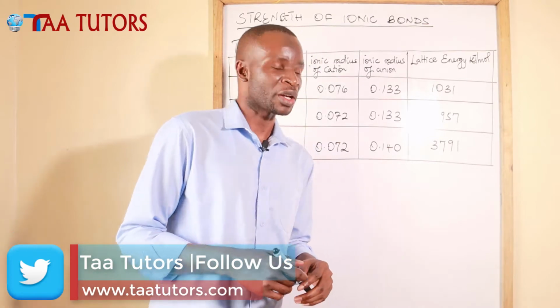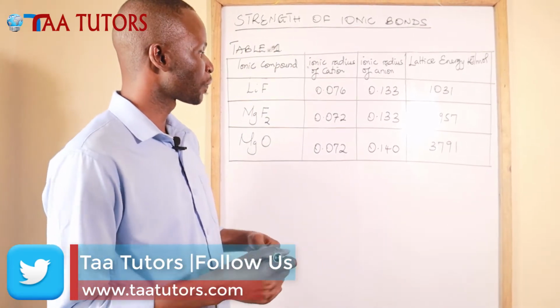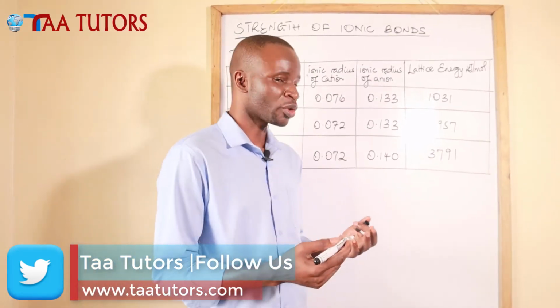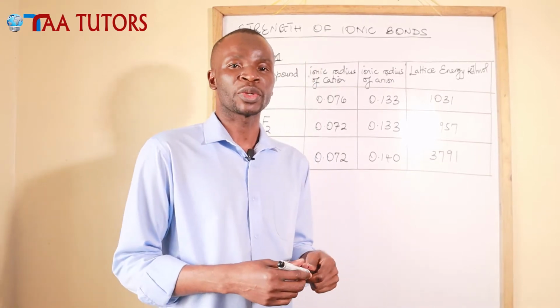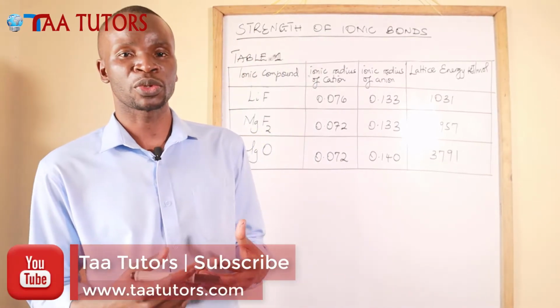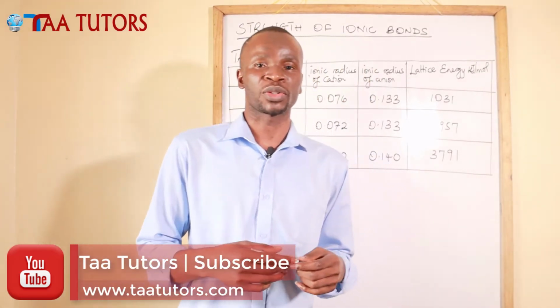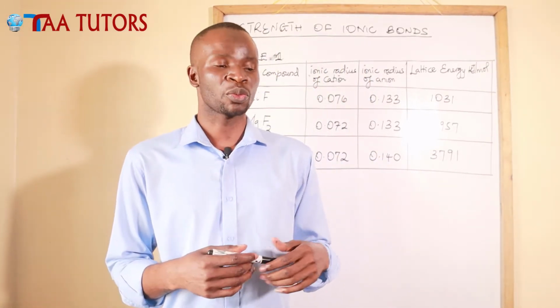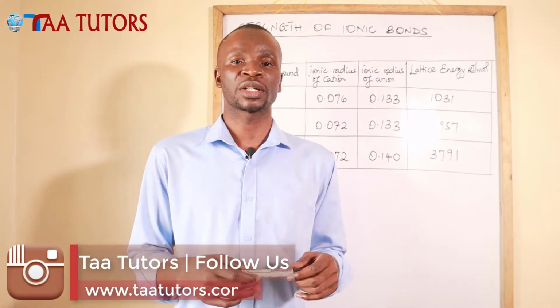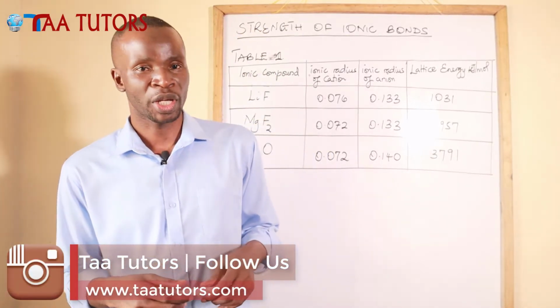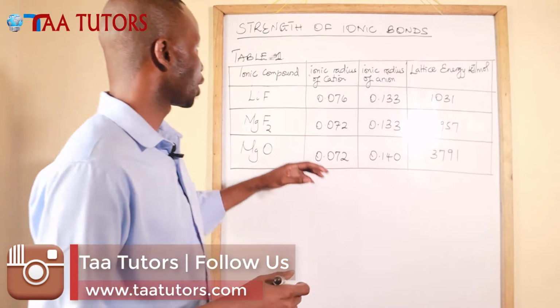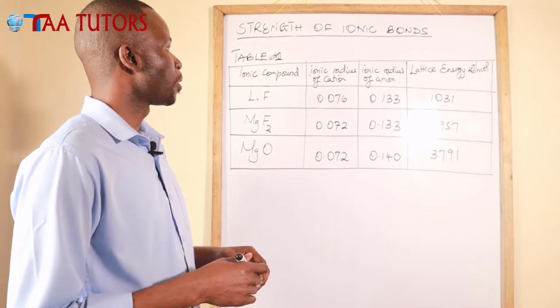In our previous class, we looked at the introduction to ionic bonding. We looked at how to draw the ionic bond of different compounds, and we also moved forward to look at what we call the giant ionic structure. Today we want to look at the strength of ionic bonds.